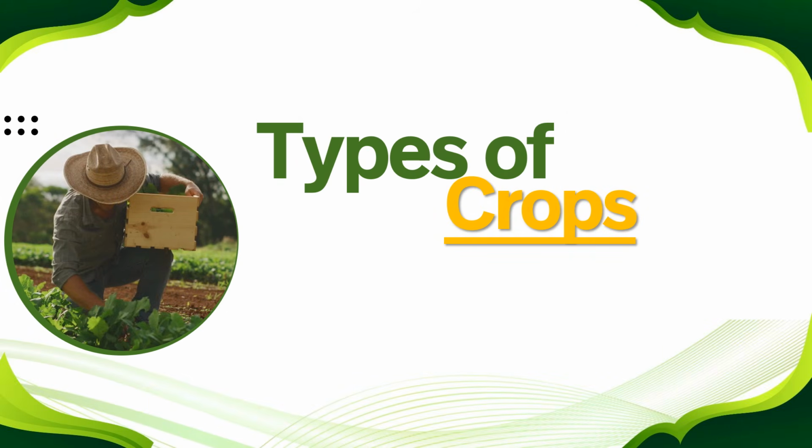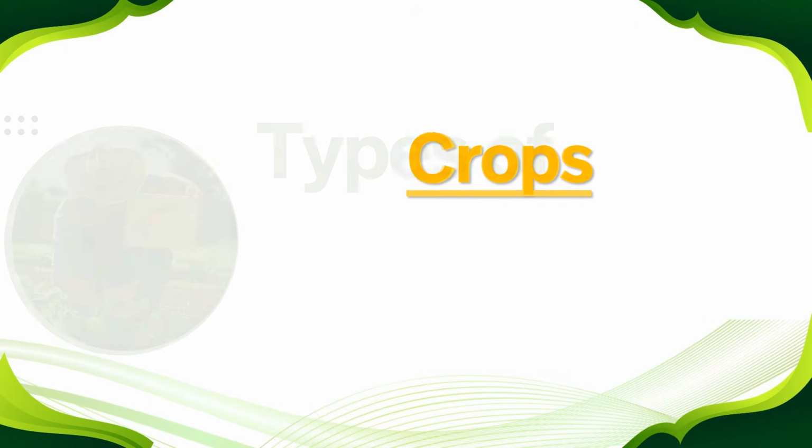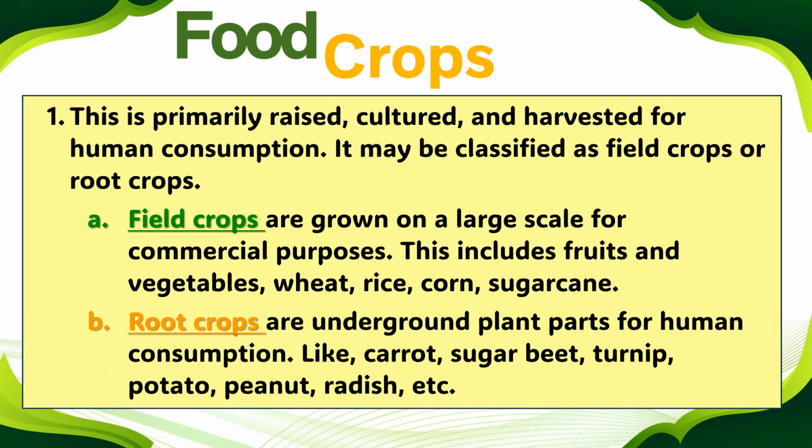The following are the types of crops. First is the food crops. This is primarily raised, cultured, and harvested for human consumption. It may be classified as field crops or root crops.